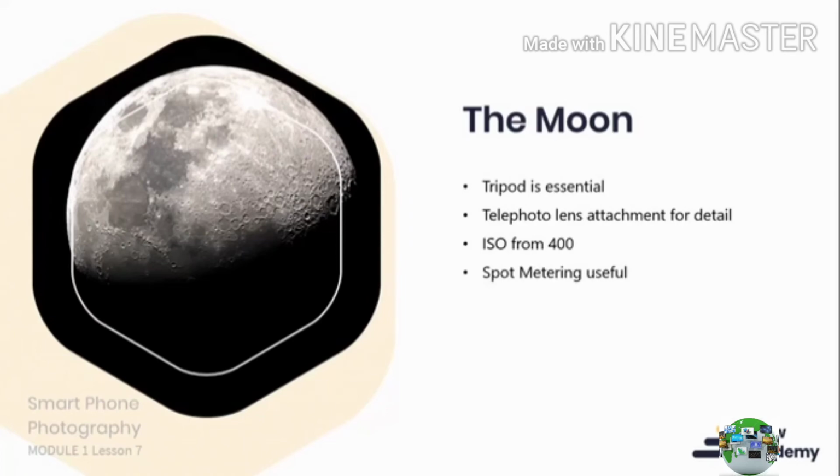And spot metering is very useful for this as well, because you're going to be photographing the moon against either a pitch black sky or lots of other light around it. Using a spot meter will mean that you're only taking your light meter reading from the moon itself, which will help you to get a correct exposure.